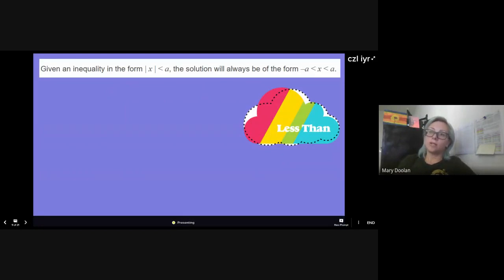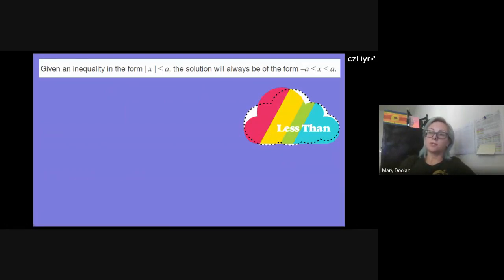So given an inequality in the form, the absolute value of x is less than a, this is a situation that gives us a solution of the form negative a is less than x is less than a. So it's a compound inequality.